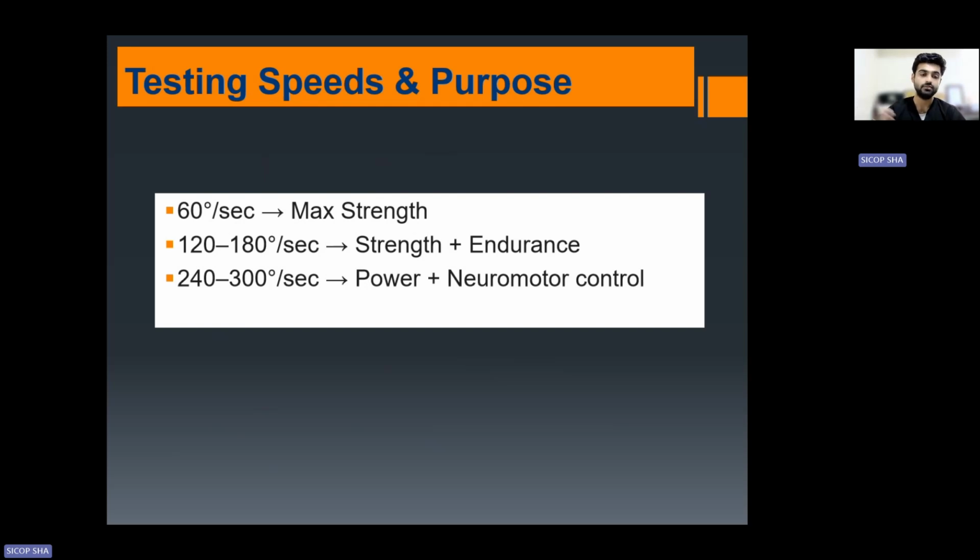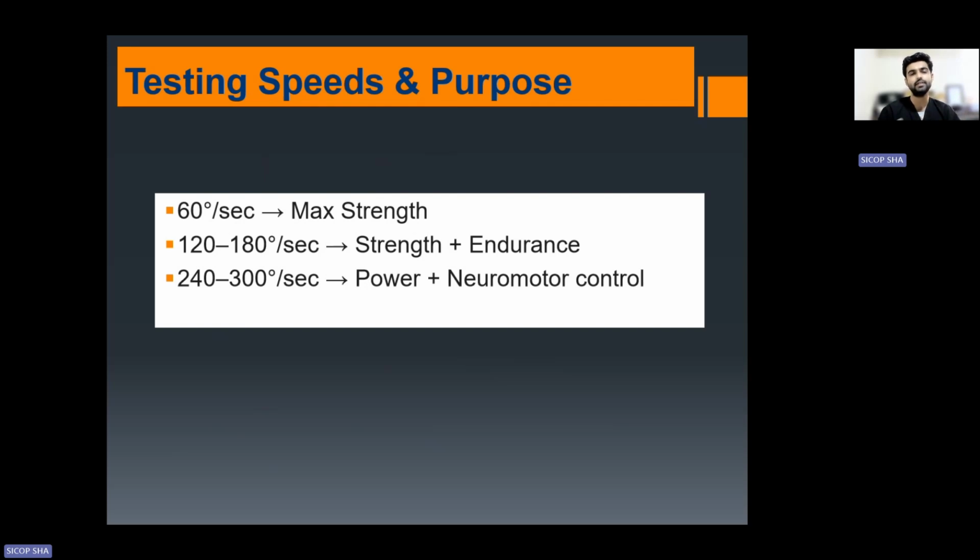With the higher speed, 240 degrees per second to 300 degrees per second, we can check power and neuromotor control. Now, why neuromotor control? Because at that fast speed, the athlete's body or knee should match that speed. And this speed is very high. The testing at 300 degrees per second is very high speed.